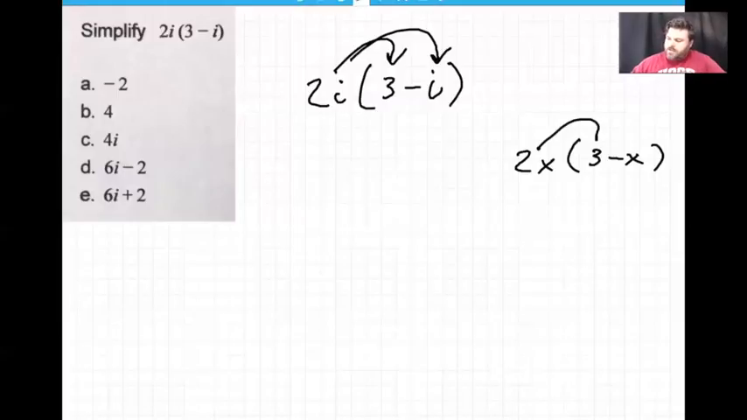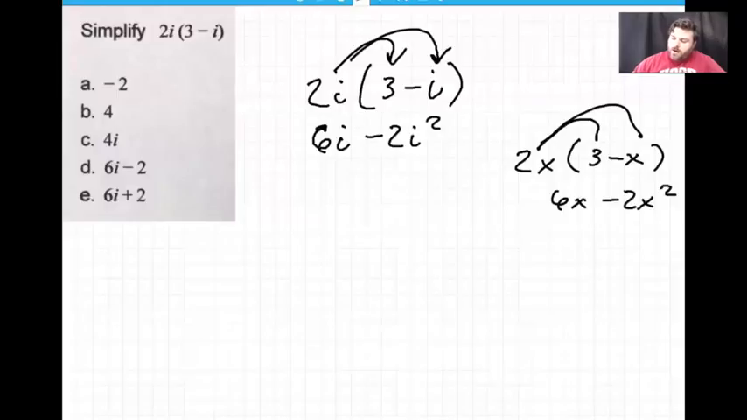What would 2x times 3 be? Be 6x. What would 2x times minus x be? Be minus 2x squared. But when I do the i's, it works the same way. 2i times 3 is 6i minus 2i squared. See how they're basically the same thing? So whenever you're working with i's, just think about it in terms of x's.